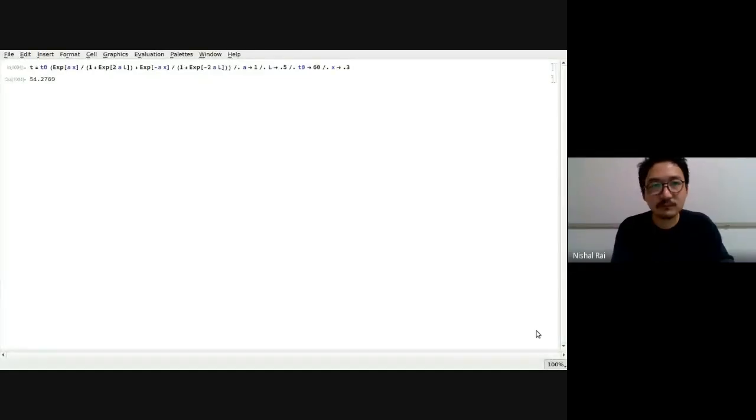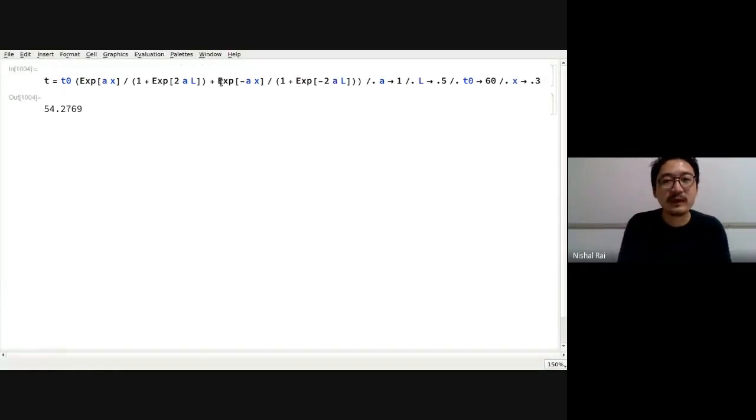Now I'm just going to plot the whole thing. Actually, I've just written the same equation over here. I think you are all able to see. Here I've written exactly the same equation where T is your temperature, T naught is your initial temperature, A is your mu, X is your position, L is your length. For simplicity, I've taken length to be 0.5. And here A was taken to be 1. So that's why we ended up with this.